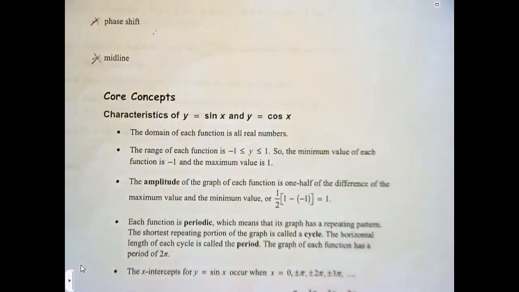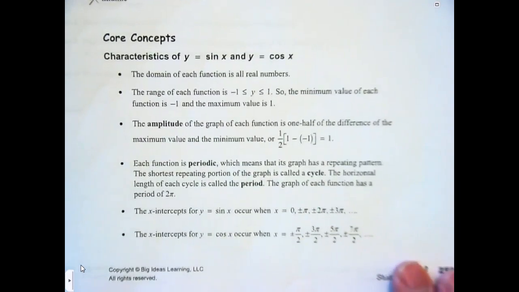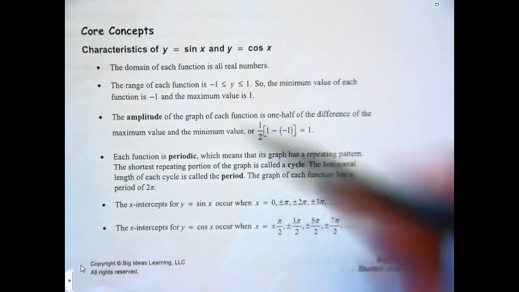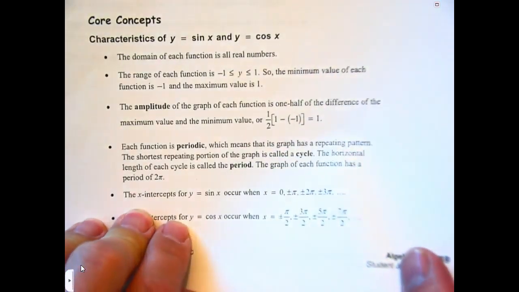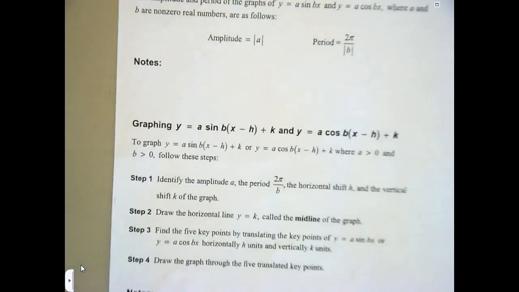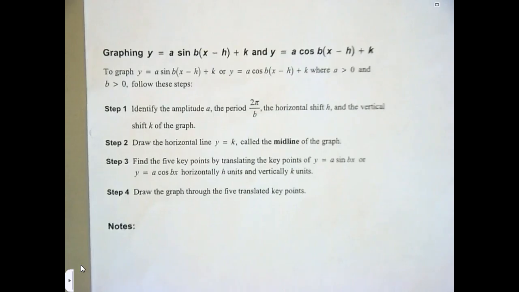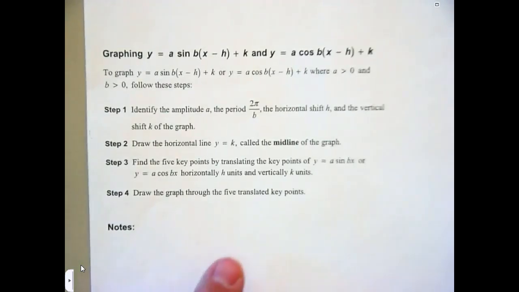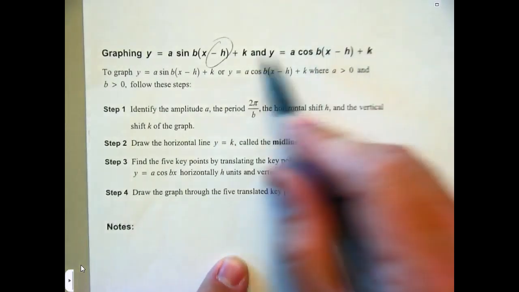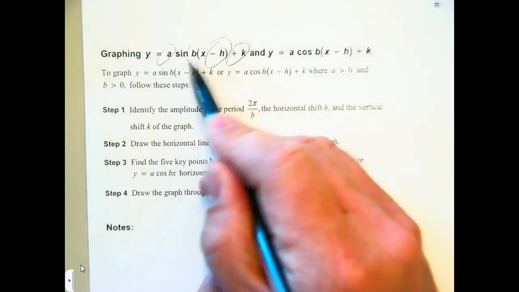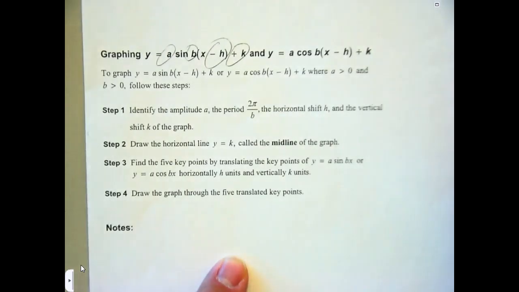All right. Some other info we've already talked about, just in a different way. Characteristics of y equals sine x and y equals cosine x are on the bottom of page 259. And then more towards the middle of page 260, they put in the shifts there. You have your h, k shift, your a, and your b here.